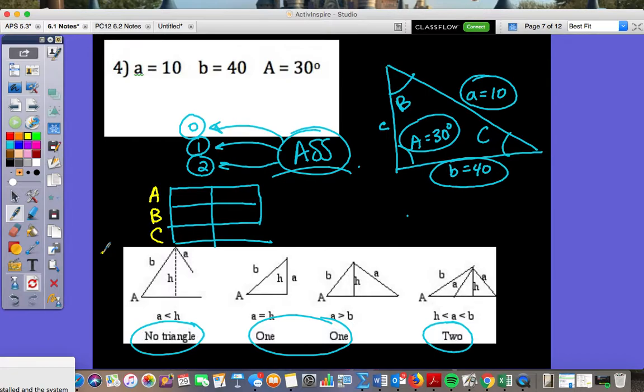So A, B, and C are here. We're going to assume that there's 2 triangles every time. That doesn't mean that there will be. We're just assuming that there are. So I'm going to put triangle 1 and triangle 2.